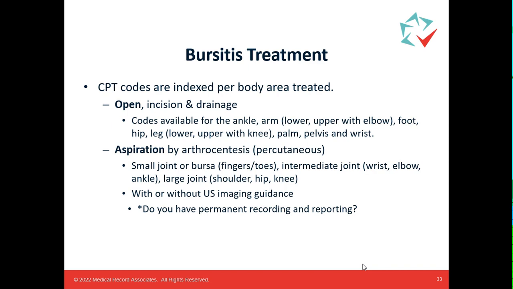Before you pick a code for with imaging guidance, you need to make sure that you have that permanent recording and reporting in your record. If you do not, then you will use the without ultrasound imaging guidance instead. In the references for this slide deck, there is a reference specific to this. So just make sure that your documentation is supportive before you pick that final code.